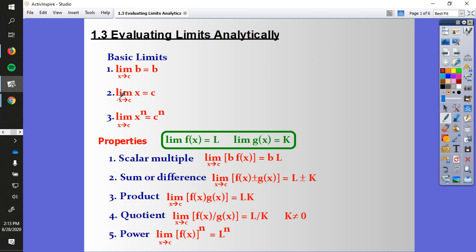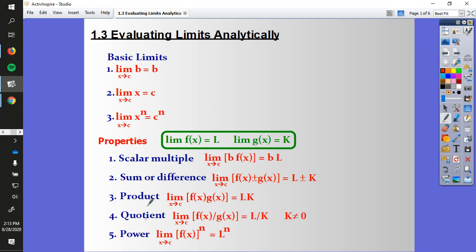Taking a look at the second one, it says the limit as x approaches c of x. Now x isn't a constant, it's just a variable. What we want to do here is take whatever constant, whatever value we have down here, and replace that x. A good example: the limit as x approaches 2 of x is simply, we take this 2 and do a direct substitution, and so we get 2. If you're allowed to do a direct substitution, we want to do that. That's what we do when it's just x.